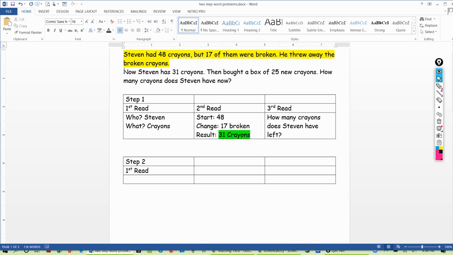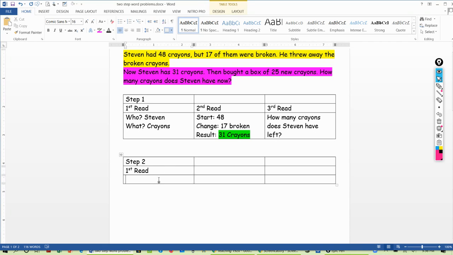Now remember, you are going to do all this in your head. When you're doing this problem, these words will not be given to you, but you have to make a movie in your head and think of it as a second step. Now Stephen has 31 crayons. Then he bought a box of 25 crayons. How many crayons does Stephen have now?